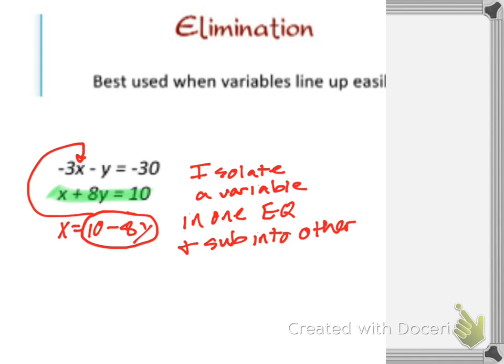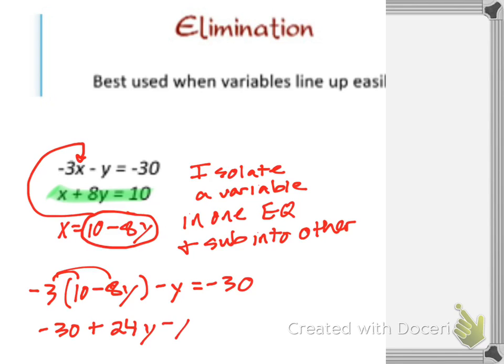There's no rule about which one you choose. It's really your elective. And then if I take that 10 minus 8y, put it in for x in the other equation, and then distribute the -3 that's in front of it very carefully in the parentheses, this is what I get. Anytime this video is too fast, you can pause, back up. That's the best thing about videos. So don't be shy with the play control buttons while you're doing this.